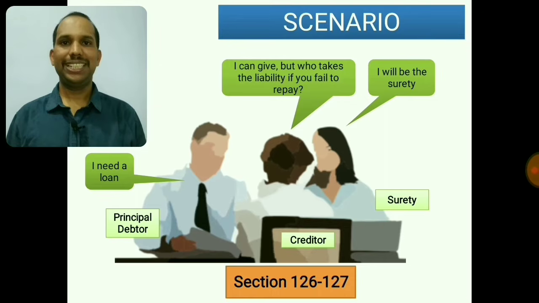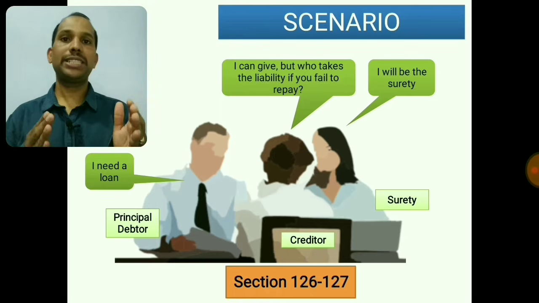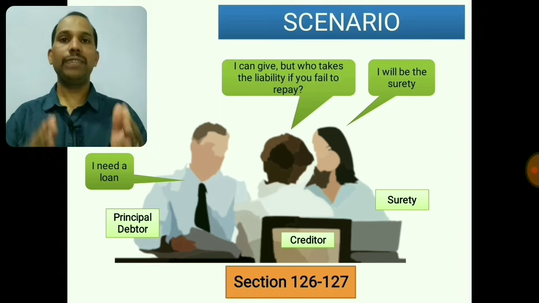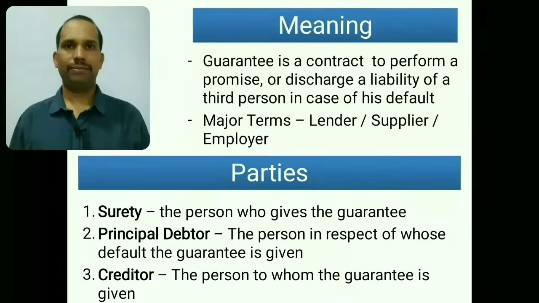Now that's very clear. The first person who is asking money is the principal debtor. The second person who is ready to give money is the creditor, and the third person who is ready to give the guarantee is called surety. The concept of principal debtor, creditor and surety is discussed under section number 126 and 127. The third person, who is giving guarantee for the first person, saying that if the first person fails to repay, I will take the liability, is called surety. I hope that's very clear. With that, we'll move to the next slide.